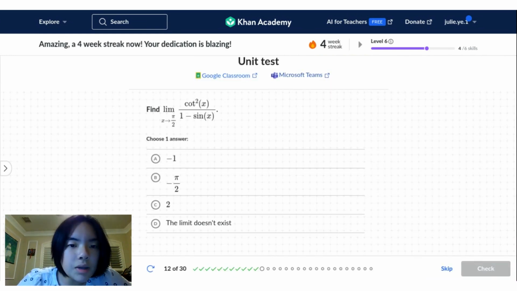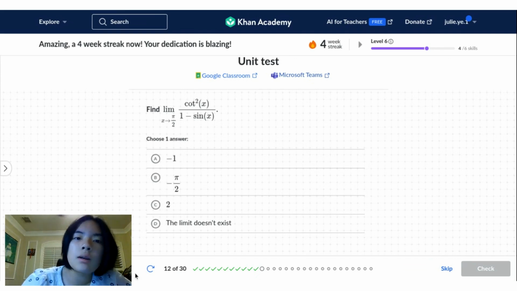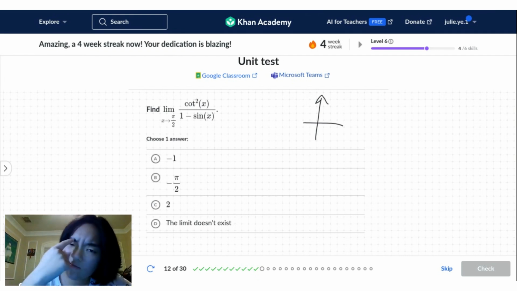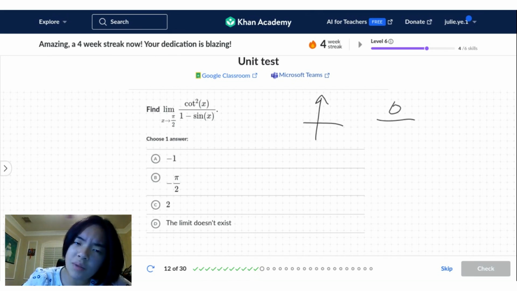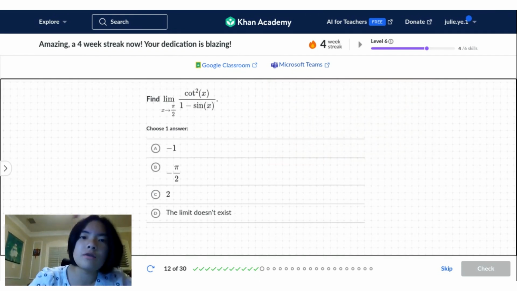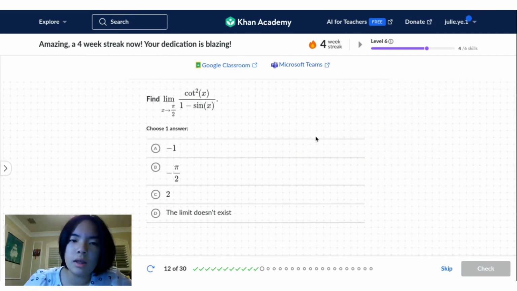This one looks like a pain, but let's just go with it. It's going to be on your test. Let's do direct substitution. Pi over 2 is right here. If it's tangent, it's undefined. That means if it's cotangent, it's just 0. 1 minus sine of pi over 2. Pi over 2 is right there. Oh my god, it's 0 over 0. That means we have to do something.